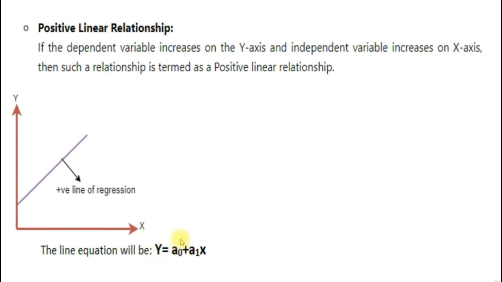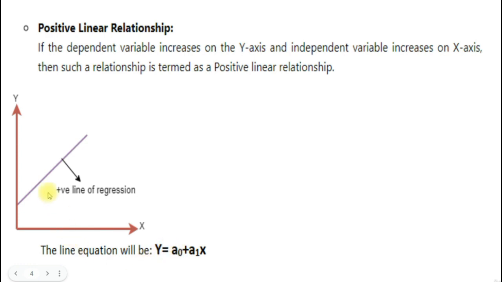The equation for this line can be given as y equals a0 plus a1x. All the linear equations for a straight line that we learned in high school can be derived from that equation, like y equals mx plus c, where m is the slope and c is the intercept. So if we map y equals mx plus c to this equation, a1 will be mapped to m and a0 will be mapped to c.